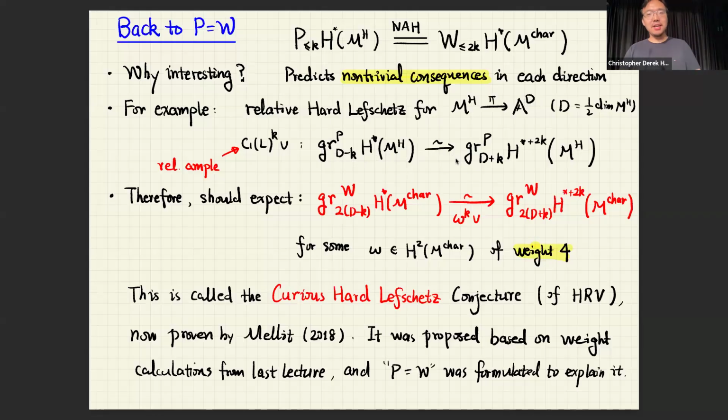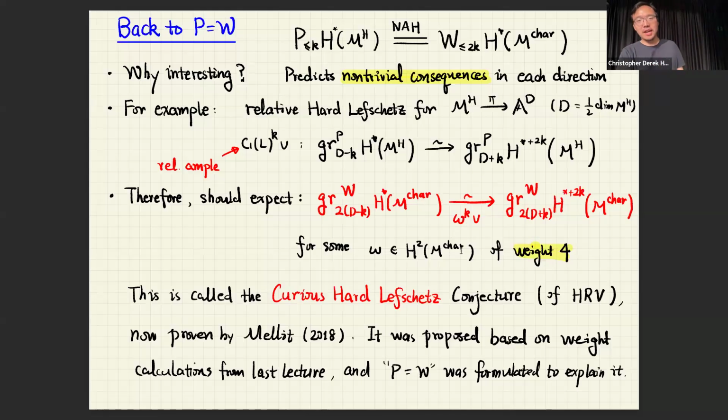If you have a bridge like P equals W, you can just move everything to the character variety side. You ask what's the meaning of that? It's written in this red line. It means that the associated graded with respect to the weight filtration of the mixed Hodge structure satisfies a Lefschetz type symmetry, where it is induced by some class of weight 4 in H2.